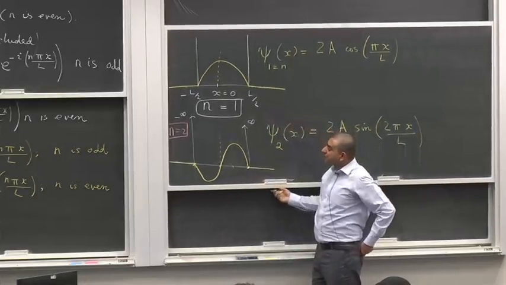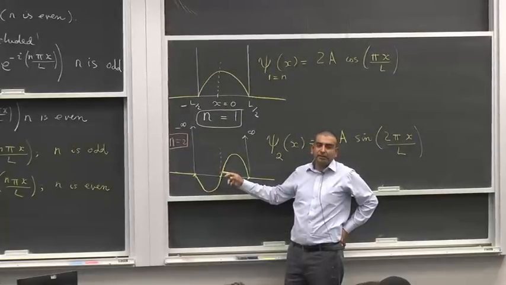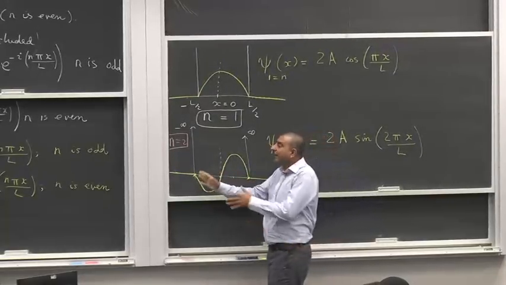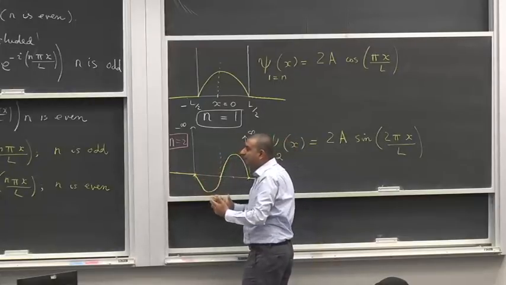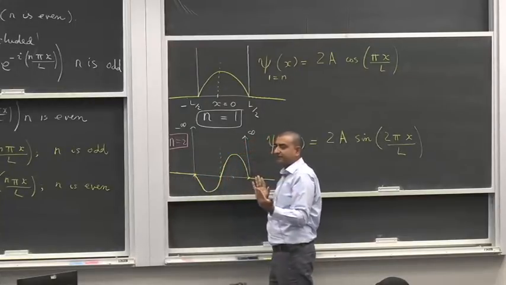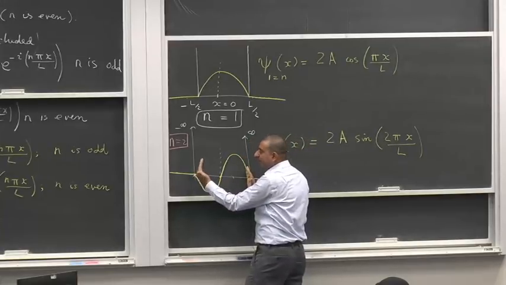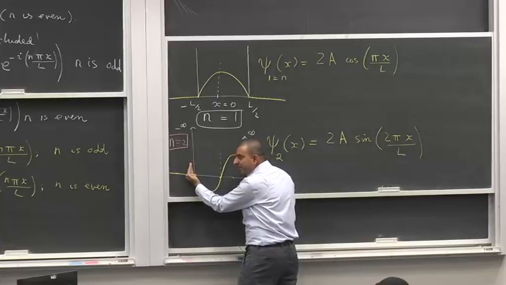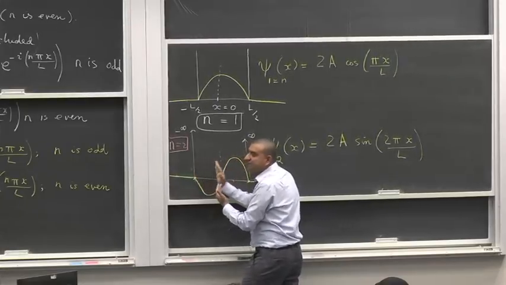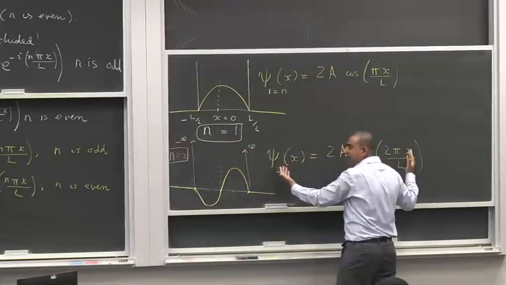Alright, the question that the student asks is, isn't this going outside the well? Well, the well is the well in X. A well means there's a certain region of space in which the particle exists. The well is between minus L by 2 and plus L by 2. So the wave function is non-zero inside this region, and when we solve the Schrödinger equation, this is the function that we get.